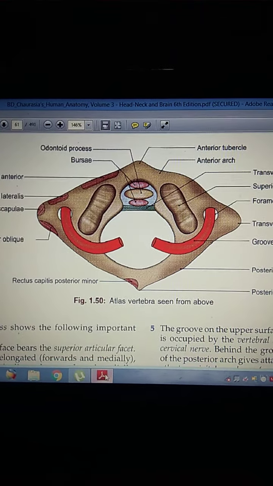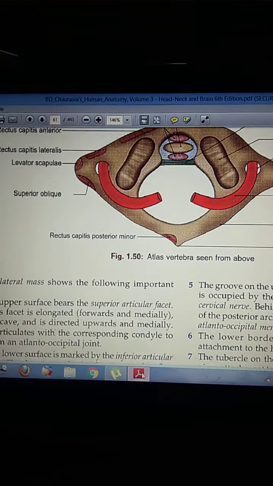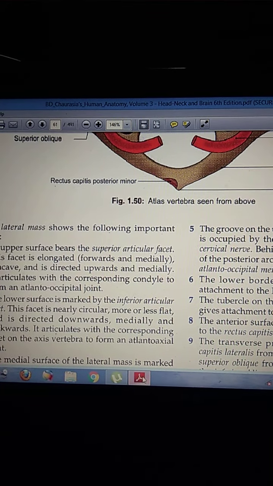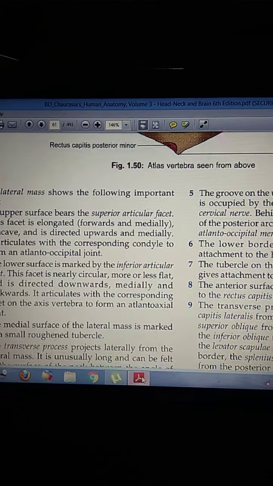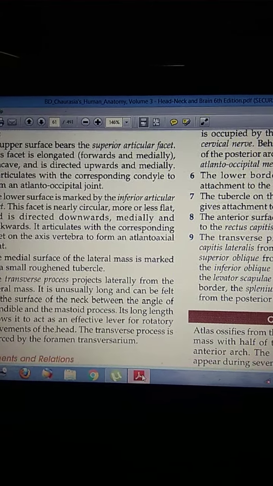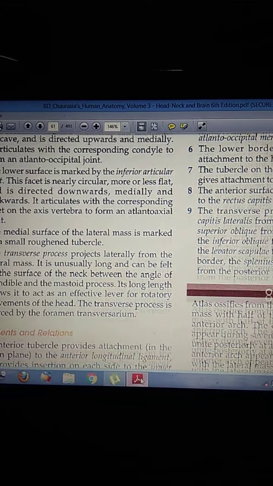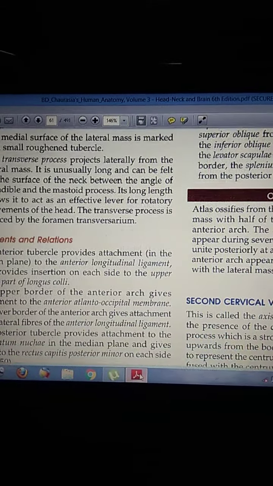This is the atlas vertebra seen from above. Each lateral mass shows the following important features: the superior articular facet, the inferior articular facet, and the medial surface. The lateral masses bear the small tubercle and transverse processes. Attachments and relations.